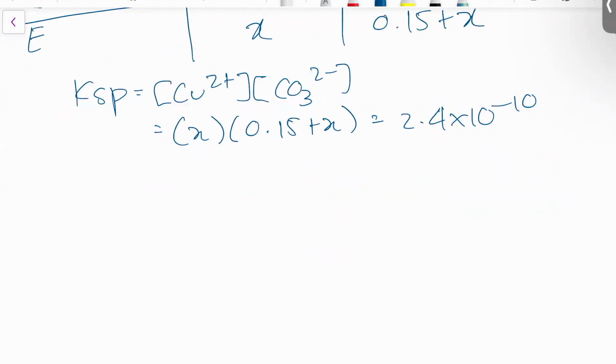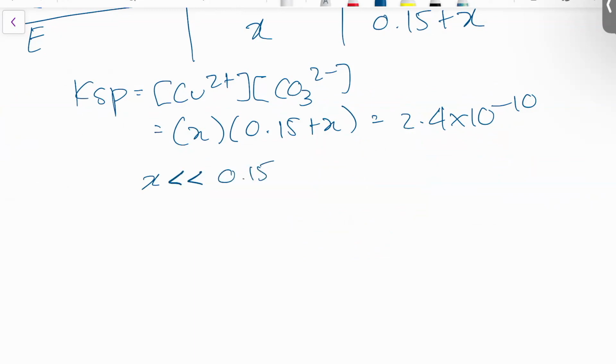If I were to expand this, I'd have to solve a quadratic. I don't like solving quadratics. What assumption can I make to avoid solving said quadratic? Yeah, x is way smaller than 0.15. Good. I apologize, I'm just going to use 2 arrows personally because I'm writing it myself. X is way smaller than 0.15.